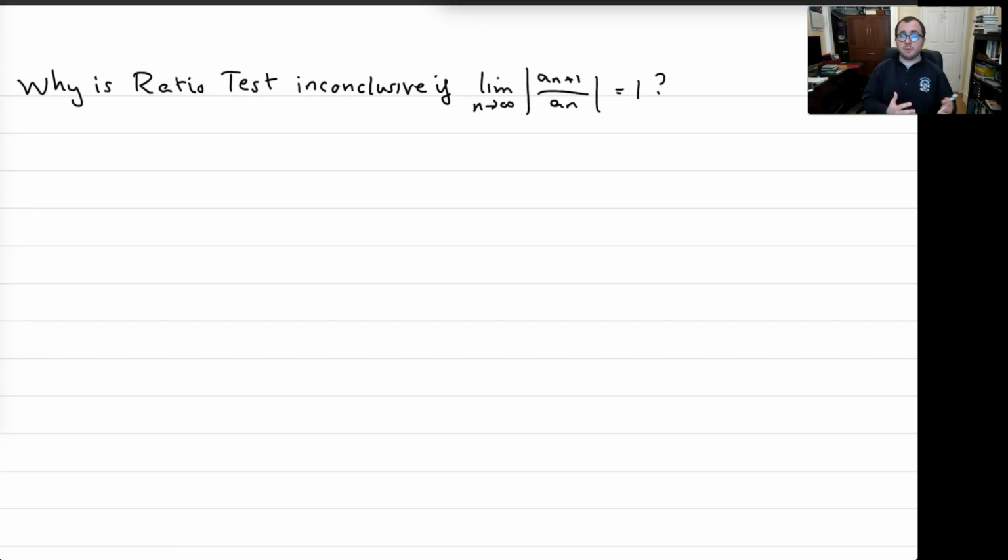Let us now finish up this lecture by answering, why is the ratio test inconclusive when the limit of absolute ratios is equal to 1? We know it's absolutely convergent when the limit of ratios is less than 1. We know it's divergent when the limit of ratios is greater than 1. But why inconclusive when it's equal to 1? And I'm going to answer that question by considering two series, one divergent, one convergent. But they're both going to have limits of absolute ratios that are equal to 1.